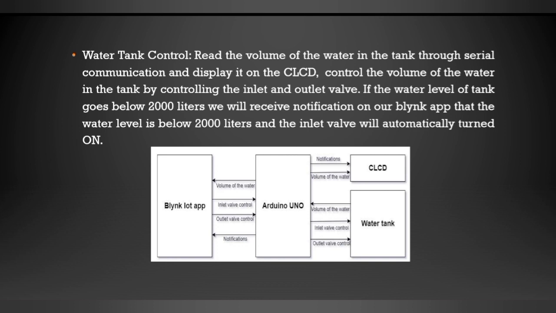Finally, we controlled the water tank system where we had an inlet and outlet valve. If the water level of the tank goes below 2000 liters, we will receive a notification on our Blynk app that the water level is below 2000 liters and the inlet valve will automatically turn on. This will also be displayed on the CLCD, that is the liquid crystal display.